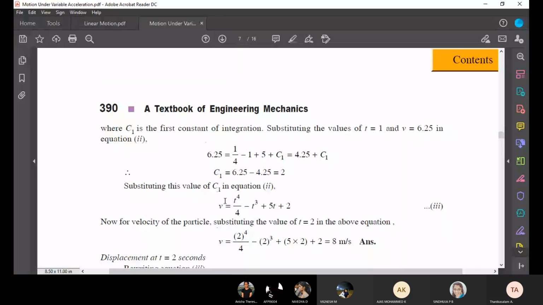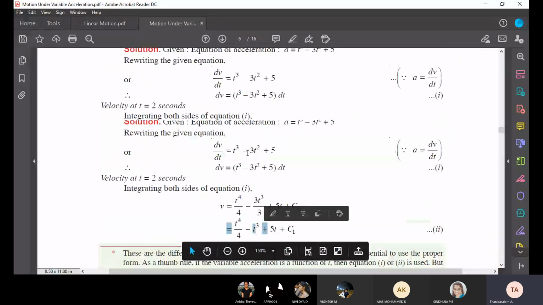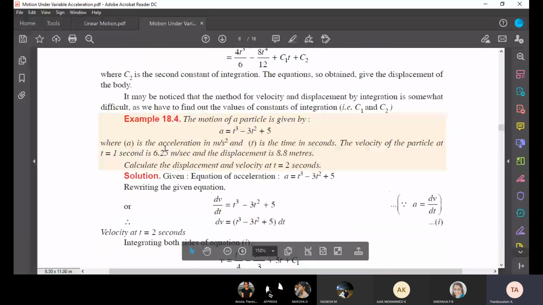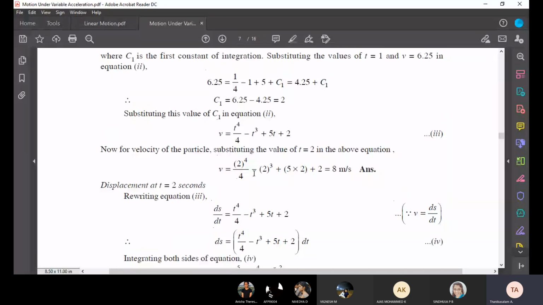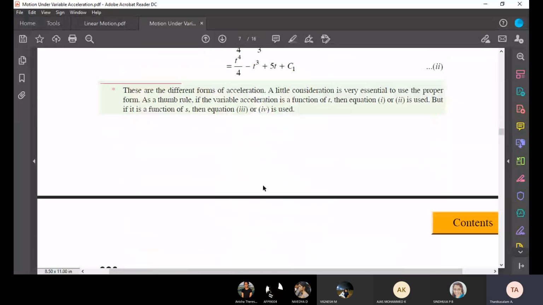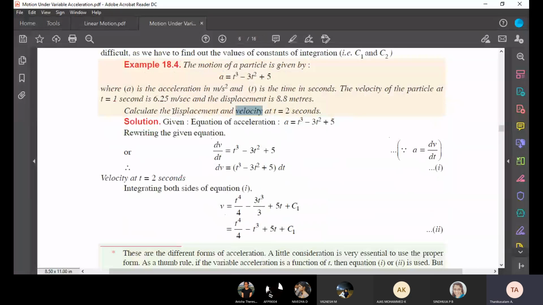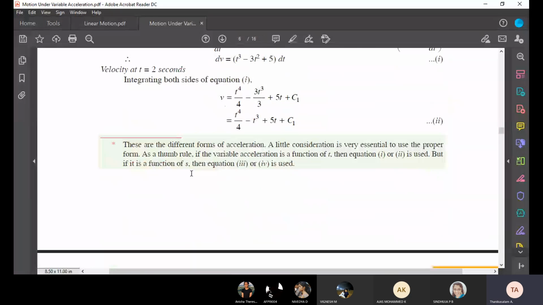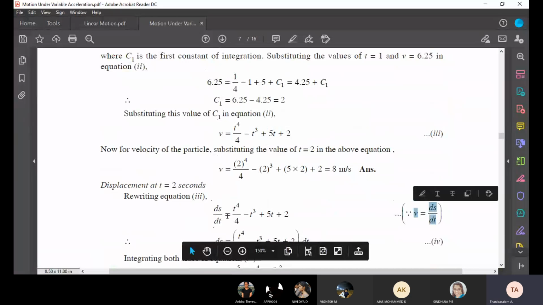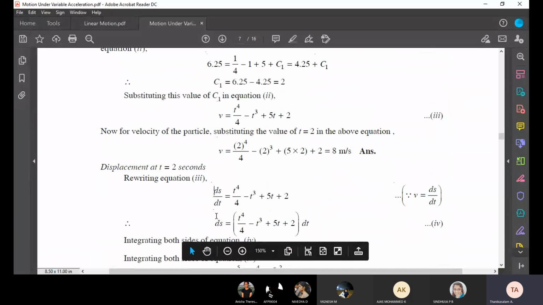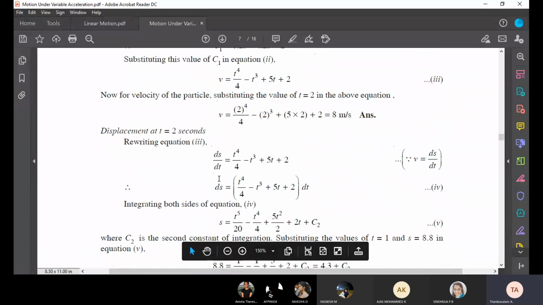Apply C1 again in the equation. What is our aim? The velocity when t equals 2 seconds. Apply t equal to 2 seconds here, and we got 8 meters per second. Now they are asking for the displacement. We have only the v equation. What is v? v is ds by dt. So by cross multiplication, I integrate both sides again.